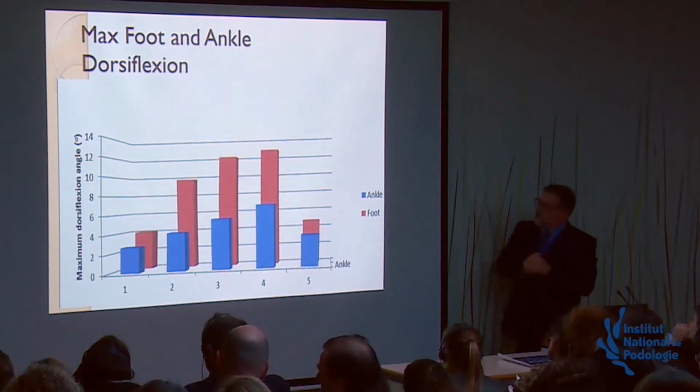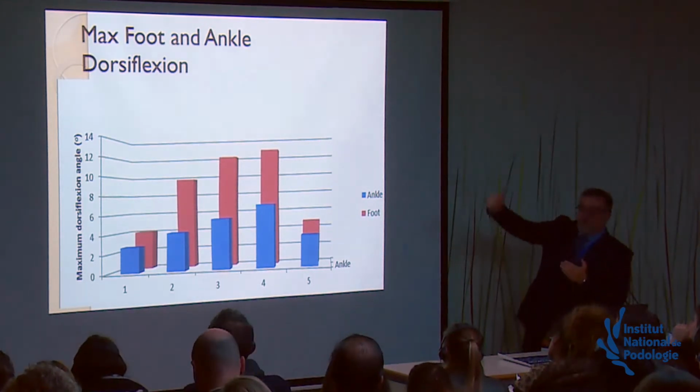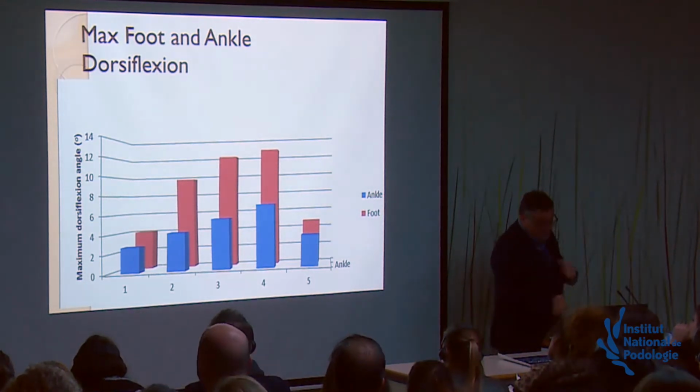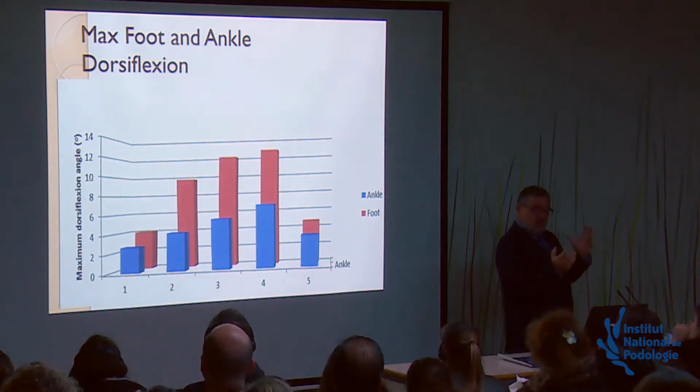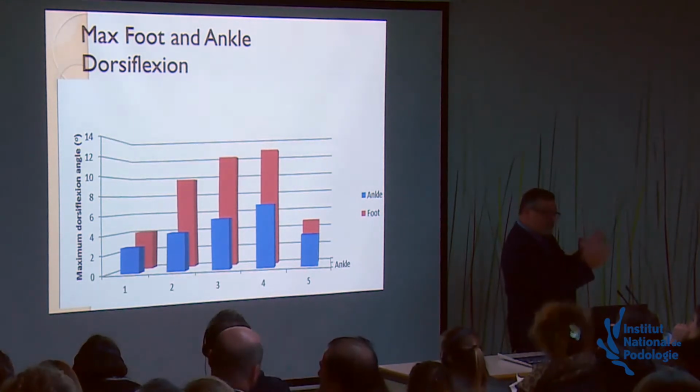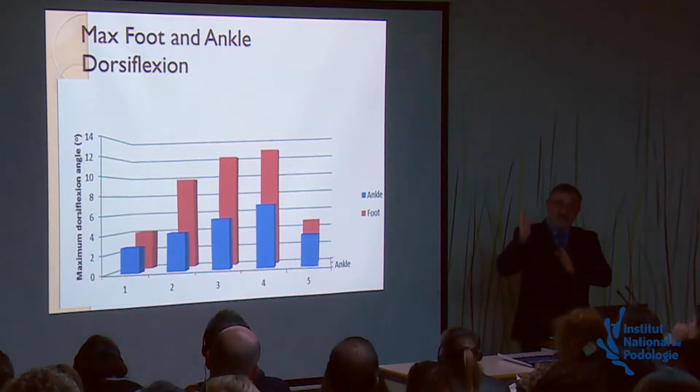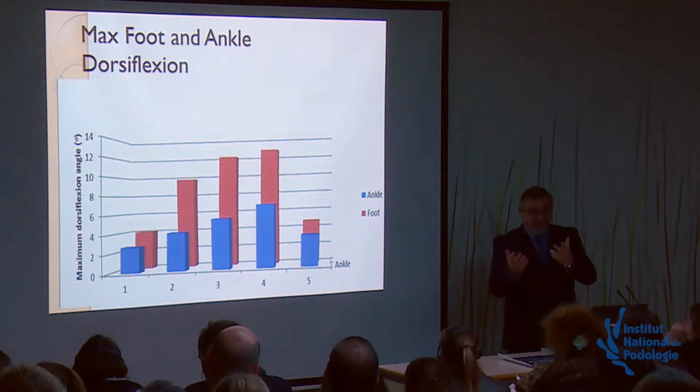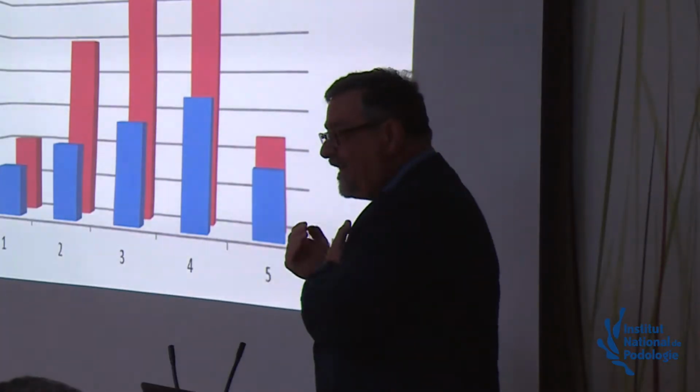This might be much clearer, but it follows the same pattern, okay? So one of the issues is, should we talk about ankle dorsiflexion? Should we talk about foot dorsiflexion? Should we take metatarsal joint motion into consideration?